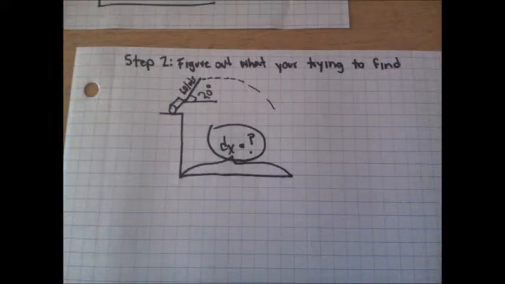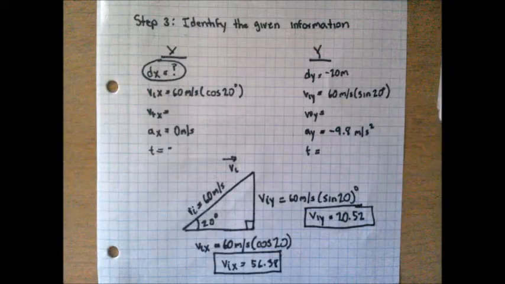Alright, and step number 2 would be to figure out what you're trying to find. In this case, we're trying to find dx since that's the displacement between where the ball lands and the edge of the cliff. So for step number 3, you identify all the given information. Like I said at the beginning, you separate x and y to make it easier for yourself. I circled dx because that's what we're trying to look for.